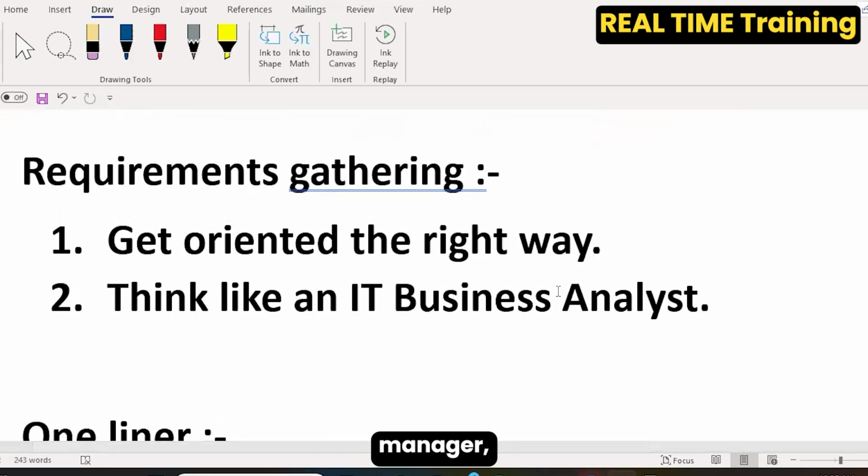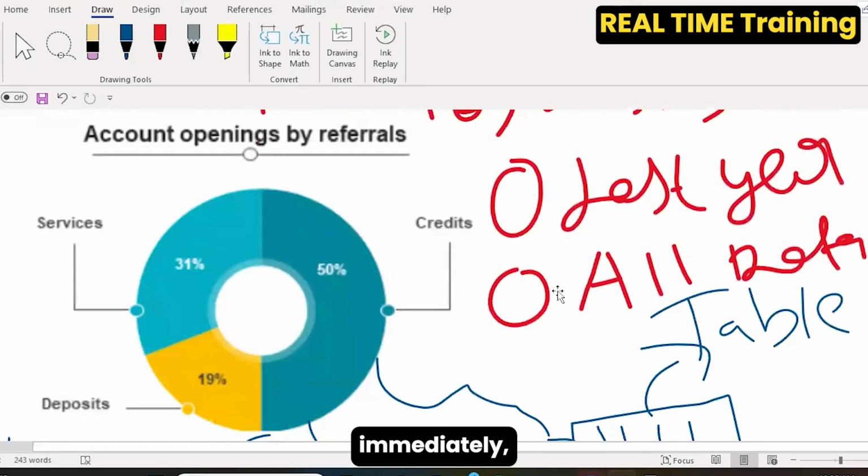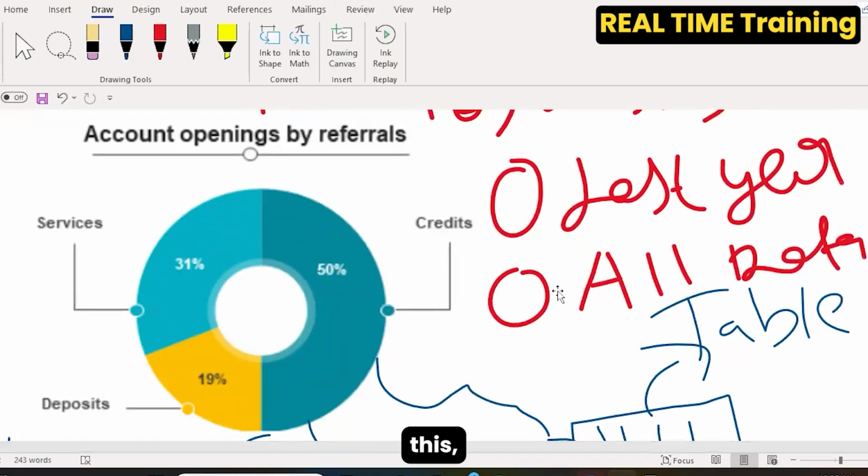Don't think like a project manager. Think like a BA. You see something, think like a BA. If you see this donut chart, the first thing that comes to my mind, even if I wake up and see this, is: do we have the data? Because they'll ask me, is the data clean?